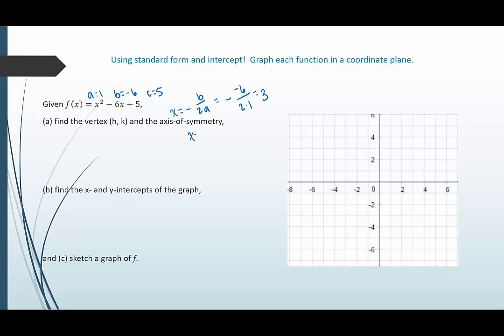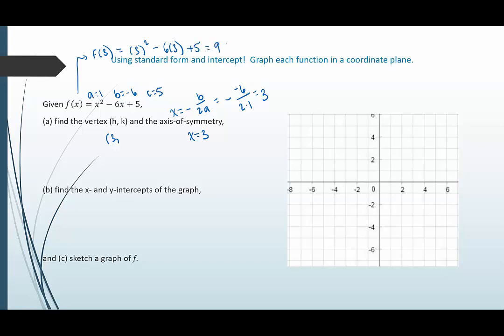This is the axis of symmetry, x equals 3. Now, the vertex, we now know that h is 3. What we don't know is that k value. We find the k value by plugging what we found for x into the function. So we would say f of 3, because that's what we got, equals, and now we substitute in 3 for all x values, 3 squared minus 6 times 3 plus 5.